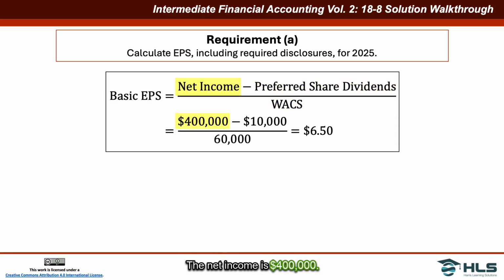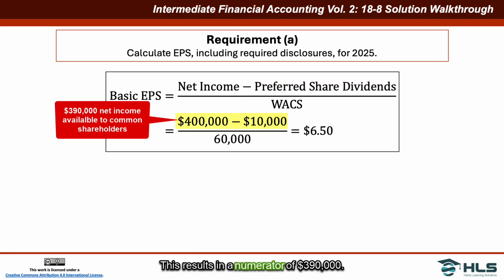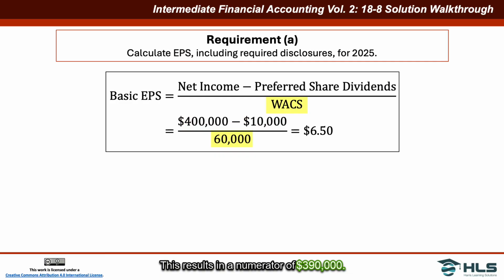The net income is $400,000. We'll deduct the $10,000 in preferred share dividends. This results in a numerator of $390,000, and then we divide by the 60,000 weighted average number of common shares outstanding. This results in basic EPS of $6.50. Now that's just the basic EPS, and we're not done here.